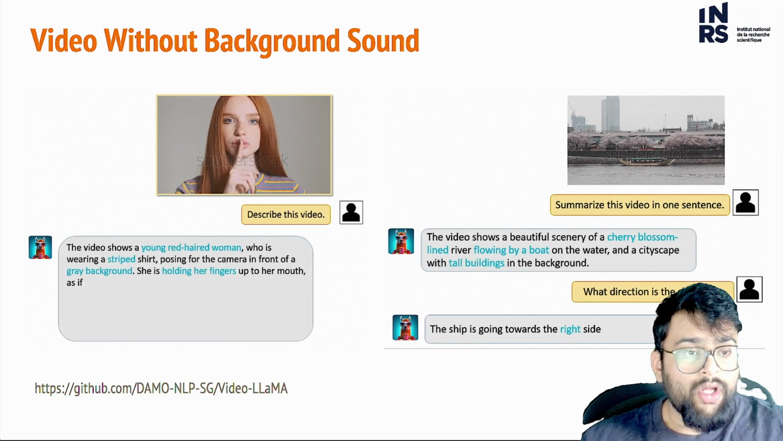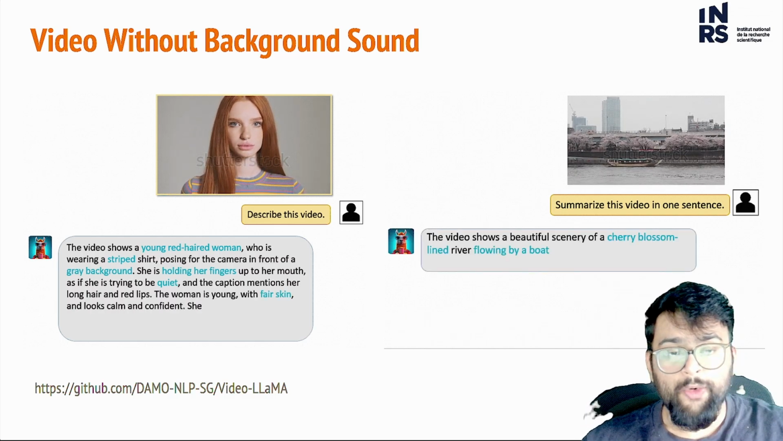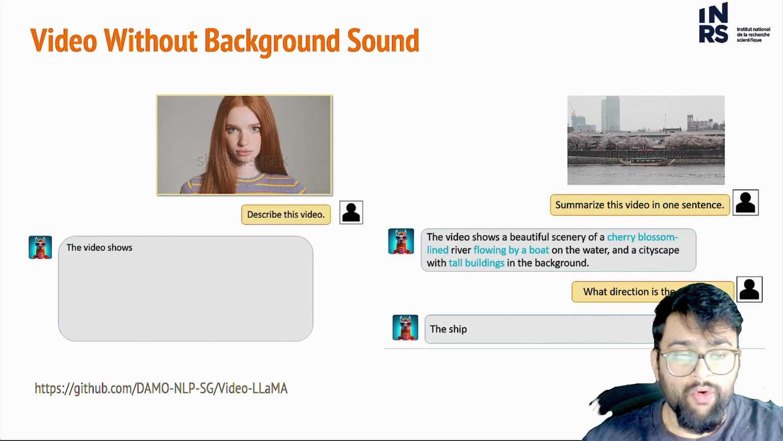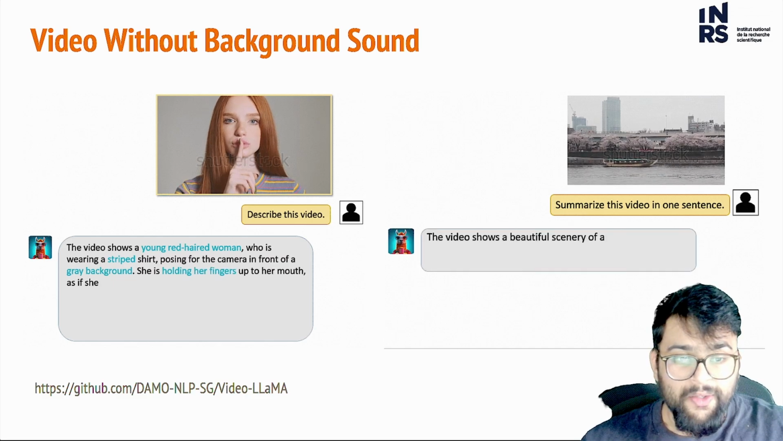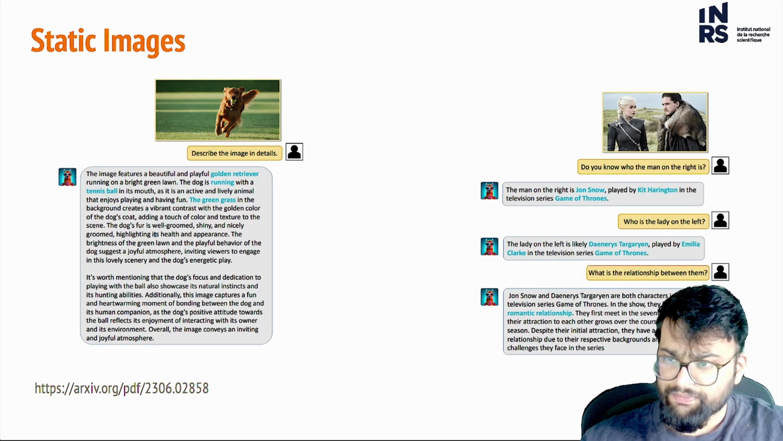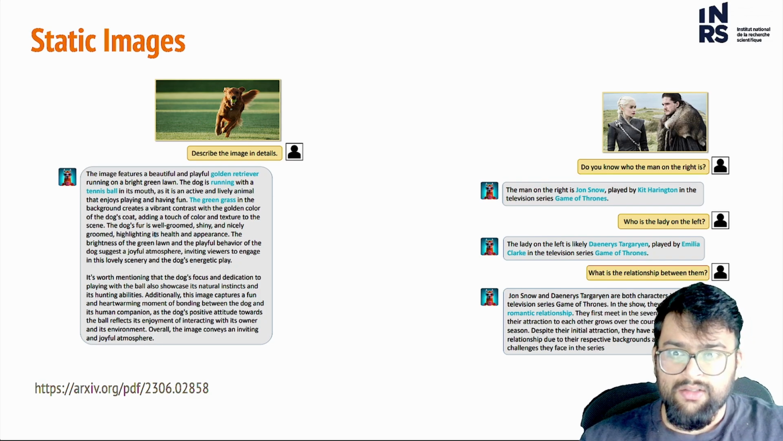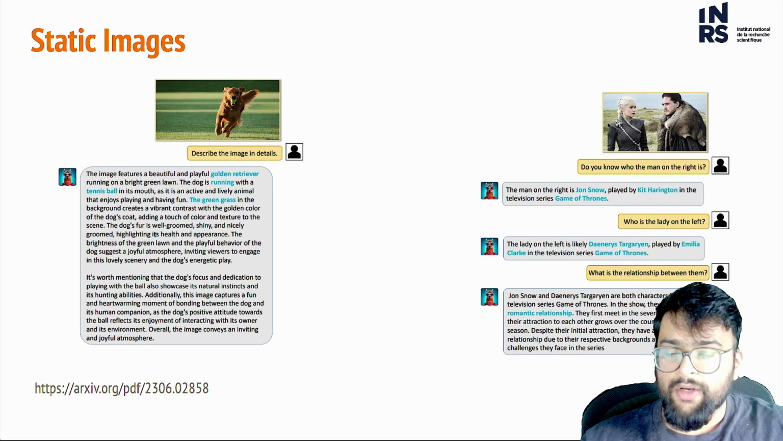The video on the right shows how good it is at understanding temporal data, wherein when asked which direction the ship is going, the model is correctly able to tell where the ship is going. And finally, the static images, where it is performing as expected because it is using a combination of BLIP-2 and Vicuna, wherein it doesn't really require any of the video or the audio encoding parts.